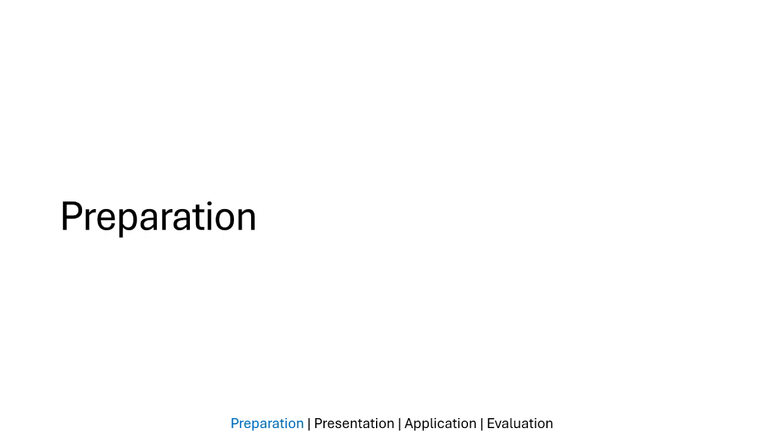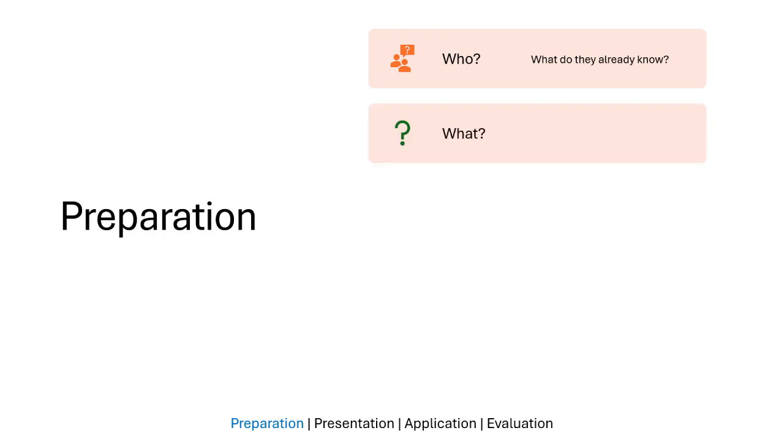So when it comes to preparation, I like to think first about who am I teaching? What do they already know about this topic? Maybe they know nothing. Maybe they already know a bit about something. For example, if I'm teaching tracking, they may have never tried tracking before, or they may have already had one or two jumps where they've done tracking already.